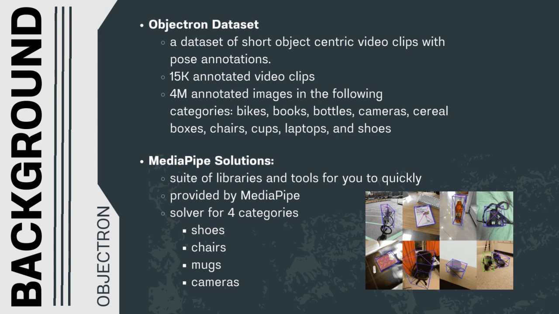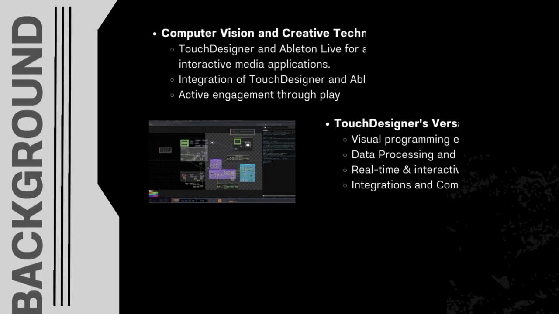The dataset contains 15,000 annotated video clips supplemented with over 4 million annotated images in the following categories: bikes, books, bottles, cameras, cereal boxes, chairs, cups, laptops, and shoes. Along with the dataset, MediaPipe also shares a 3D object detection solution for 4 categories of objects: shoes, chairs, mugs, and cameras. These models are trained using this dataset and are what we will use to get this project bootstrapped.